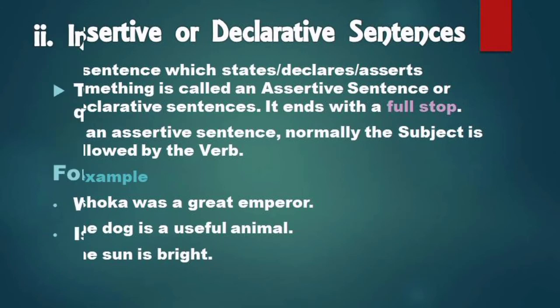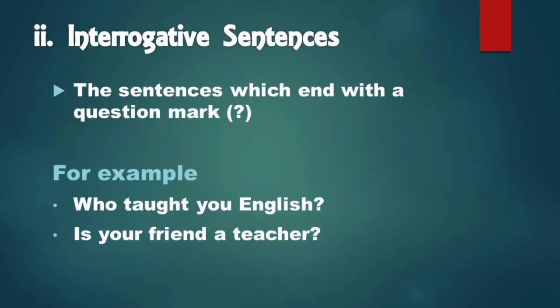Next, the second type of sentence, the interrogative sentence. So what is an interrogative sentence? The interrogative sentence always ends with a question mark. For example, is your brother a teacher? Who taught you English? These are examples of interrogative sentences.